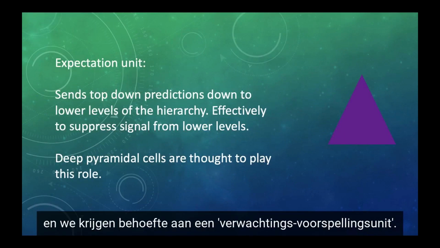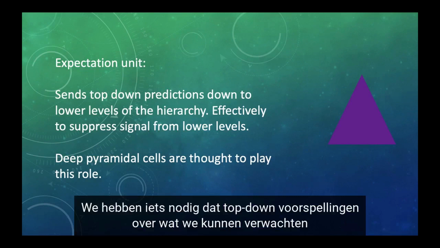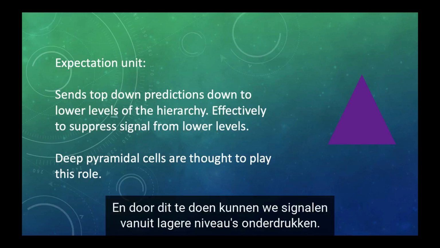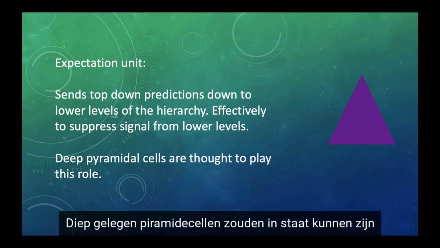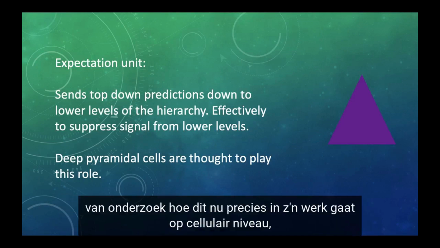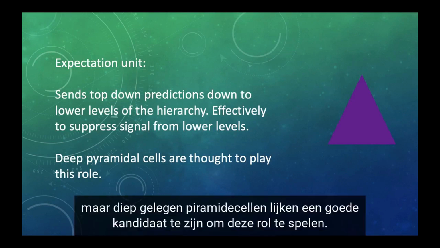Okay, so what do we actually need to do this on a neuroscience level? Well, we're going to need an expectation unit. So we're going to need something that can send top-down predictions about what it's expecting at lower levels of the hierarchy. And by doing this, it can suppress the signal that's coming from lower levels. Deep pyramidal cells might be able to play this role, although I think it's all still being worked out exactly on a cellular basis. But deep pyramidal cells might be a good candidate for this role as an expectation unit.